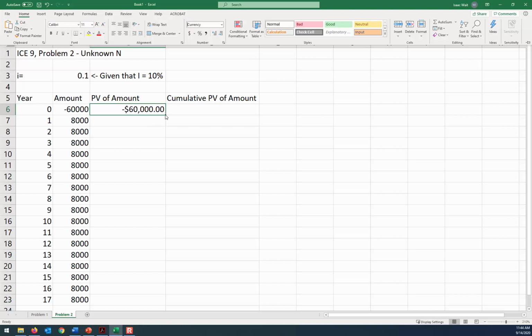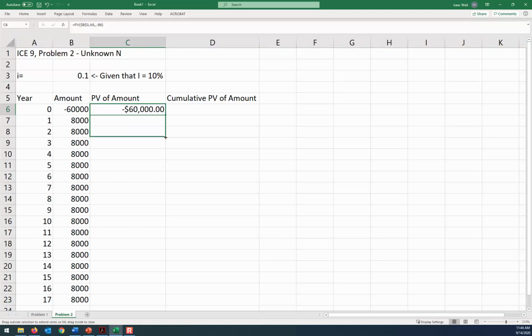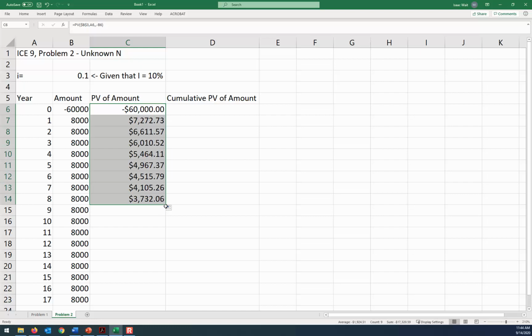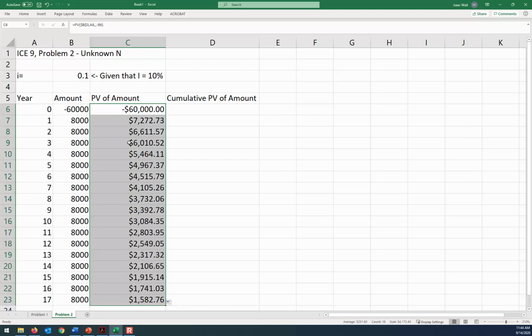All right, so now I can click and drag that down through, or I could just double click and it continues it onward. And we see that same pattern as in the previous example, where the amounts are getting smaller and smaller. What this is saying is that if you discount $8,000 17 years to the present, it only has a present value of $1,583 essentially, whereas $8,000 next year has a present value of $7,272 because it hasn't been discounted as many years. So that's the same pattern as we saw before.